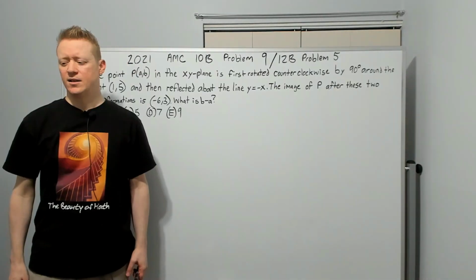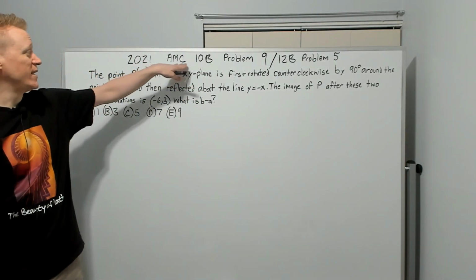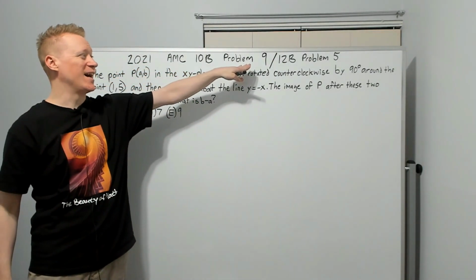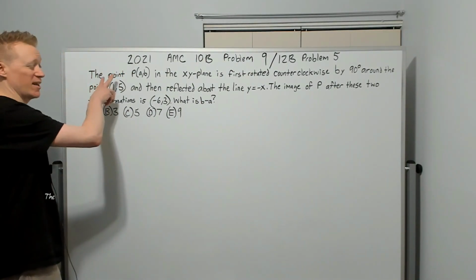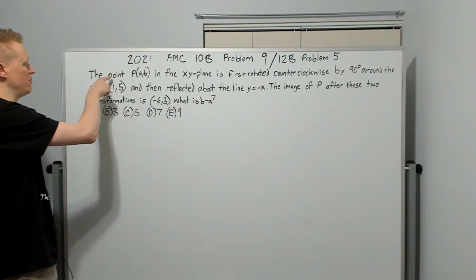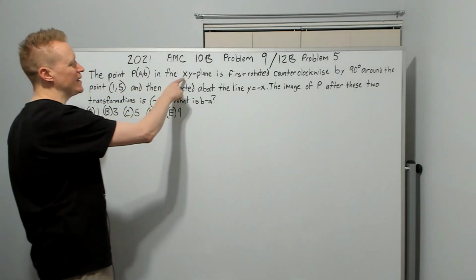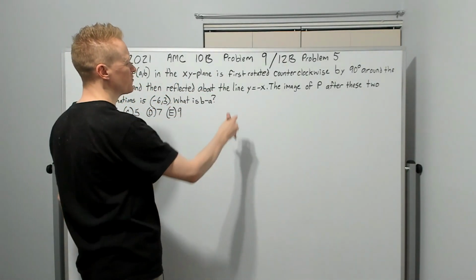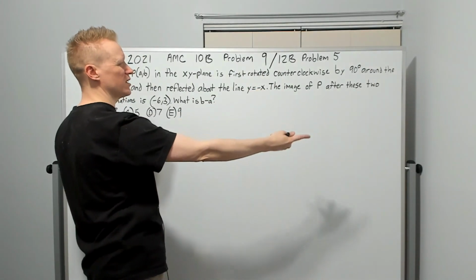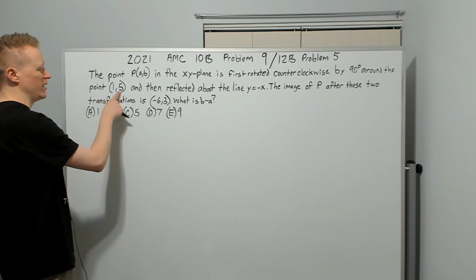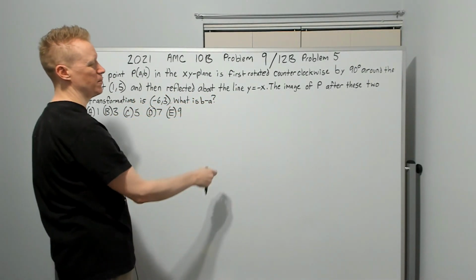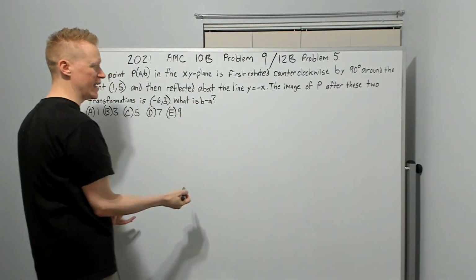Let's keep going. Here we are on the 2021 AMC 10B problem 9. It was also the 12B problem 5. Transformations in the plane, here we come. The point P(A, B) in the XY plane is first rotated counterclockwise by 90 degrees around the point (1, 5) and then reflected about the line y equals negative x.